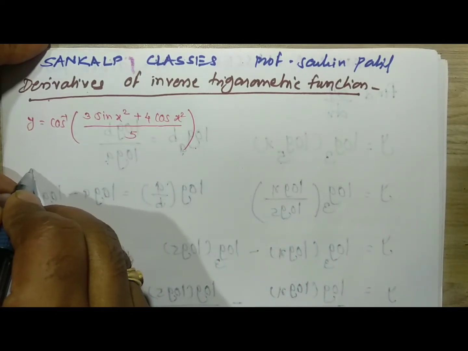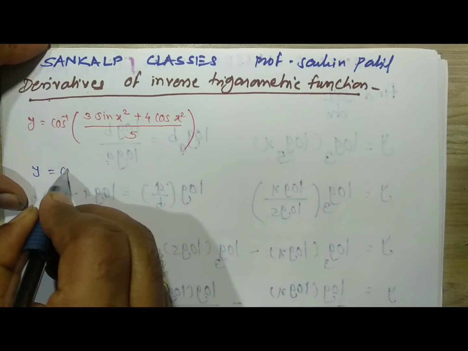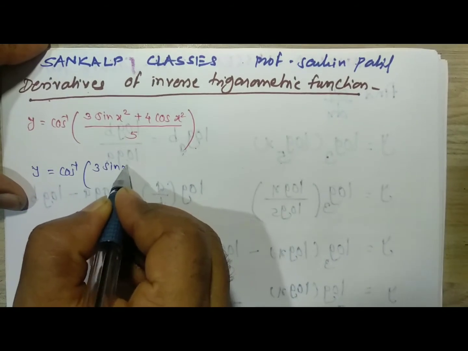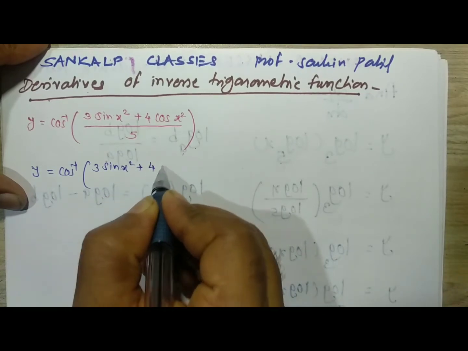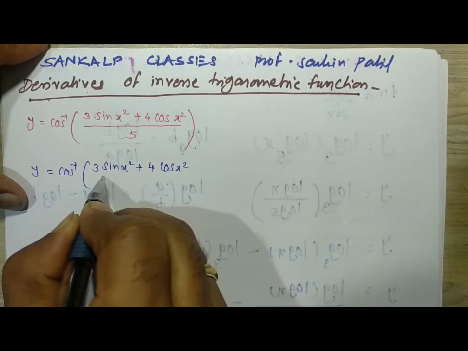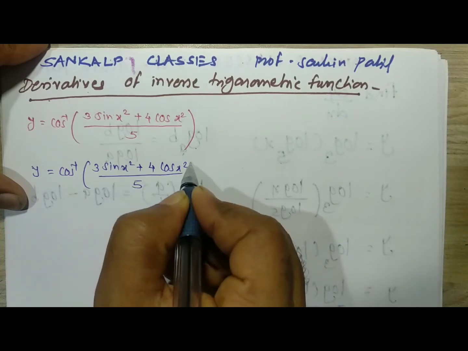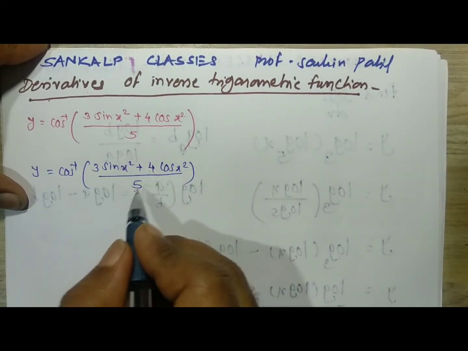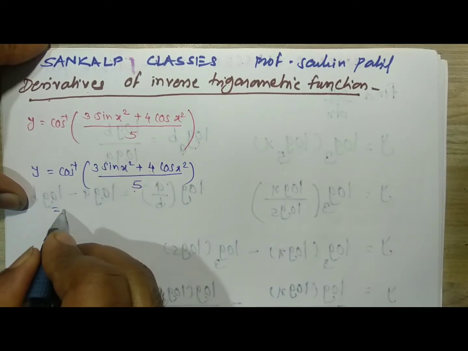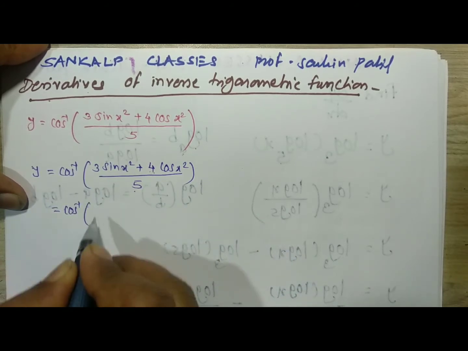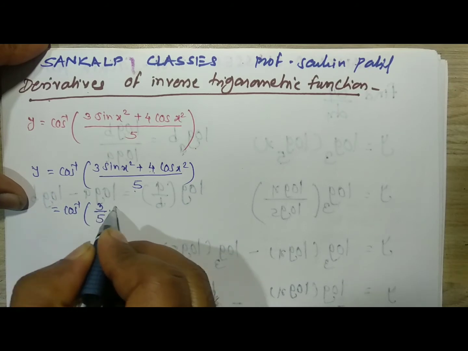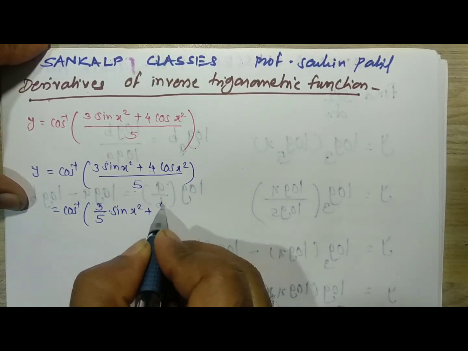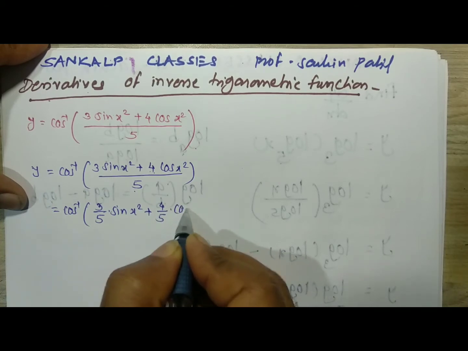First of all, we consider y is equal to cos inverse of (3 sin x square plus 4 cos x square) divided by 5. Now this 5 is divided to both these terms, and therefore you can write this as y equals cos inverse of (3 divided by 5 into sin x square plus 4 divided by 5 into cos x square).